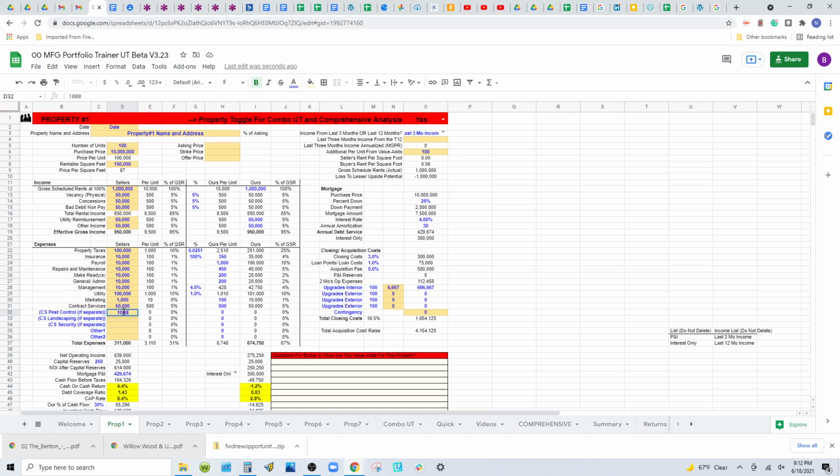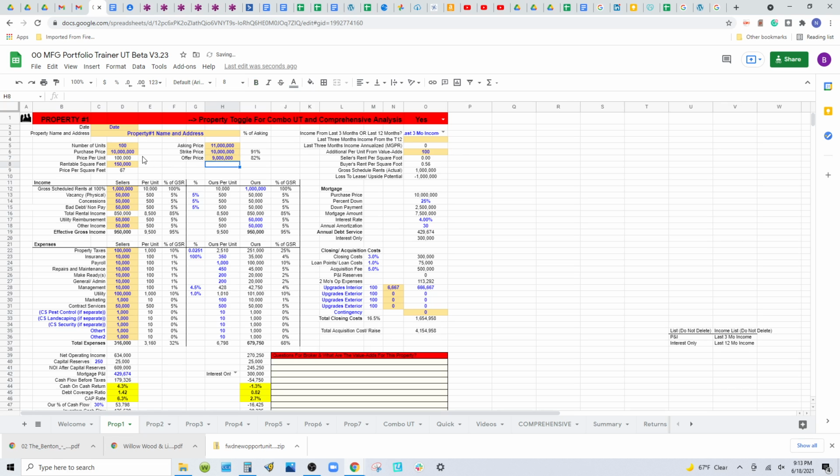Let's say these are 1,000 here, and then you're going to override what you need to do to make sure it's done the way you want it. Okay, so you're going to be the brains. It's going to fill in a lot for you. Let's say ask price is 11 million. Let's say strike price is 10 million. Let's say our offer price is 9 million.